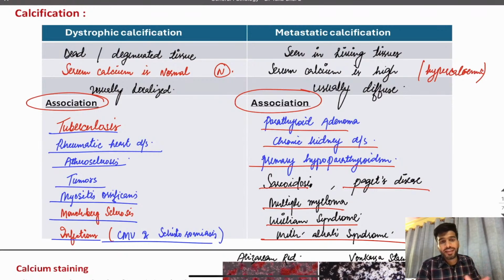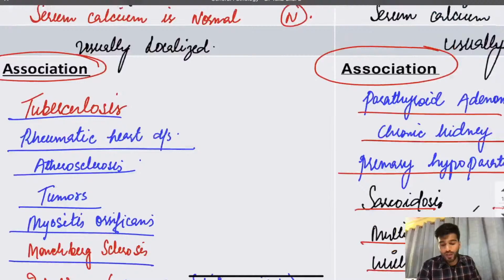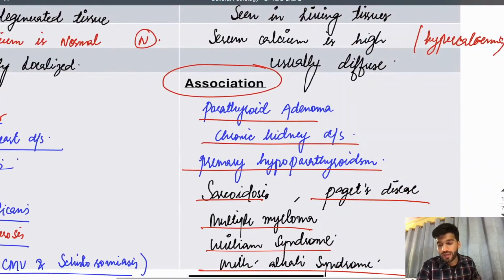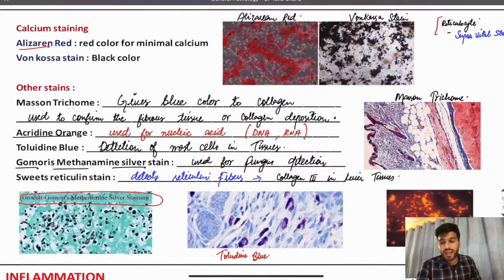Dystrophic calcification is calcification seen in dead or degenerated tissues. The serum calcium level is normal and it's usually localized. What conditions is it associated with? It's associated with tuberculosis, rheumatic heart disease, atherosclerosis, tumors, myositis ossificans, Monckeberg sclerosis, and infections. Whereas in metastatic calcification, there is hypercalcemia, and it's associated with parathyroid adenoma, chronic kidney disease, sarcoidosis, multiple myeloma, milk alkali syndrome, etc.